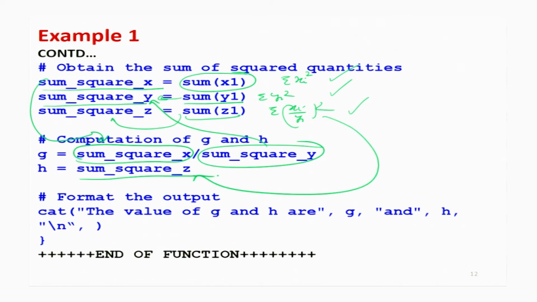Now after this I want to take the output in the format where the value of g and h, which is a string, is like this: r, the value of g, then the string h and then the value of h, and then the next line. So now you know all these commands. So I use the cat function and I want a formatted outcome. So now after this I will get the outcome in the way I want.